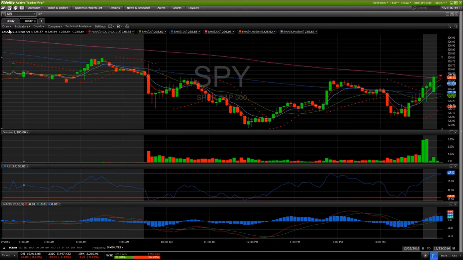So 115.64 key support going forward, and we'll see how tomorrow plays out to wrap up the week and what the shape of that candlestick on the weekly time frame looks like.